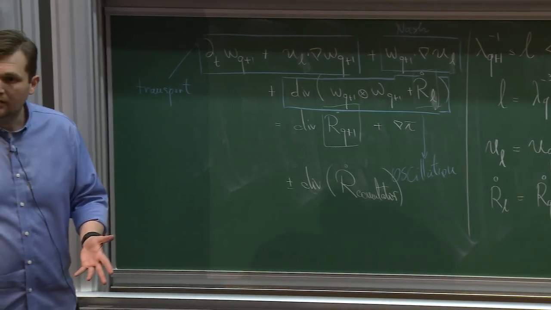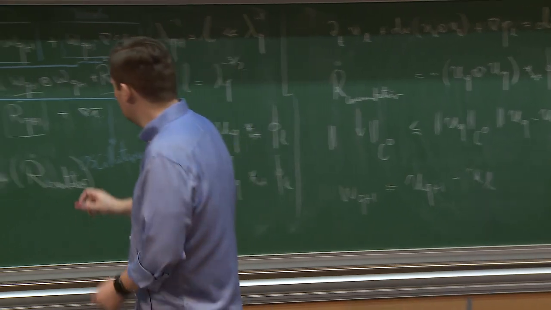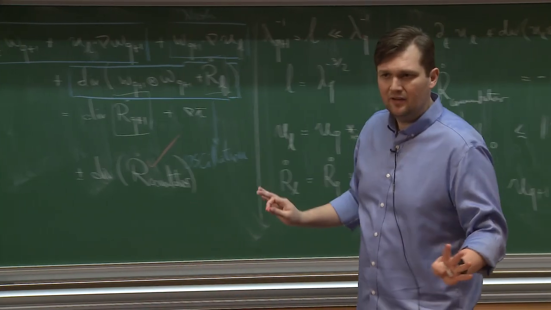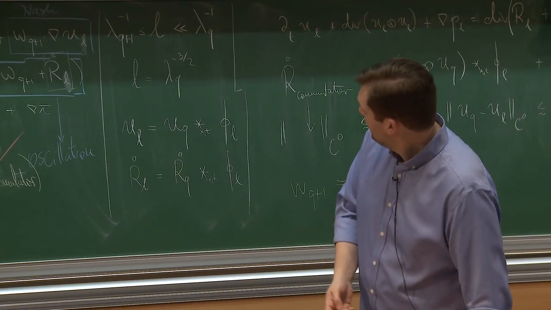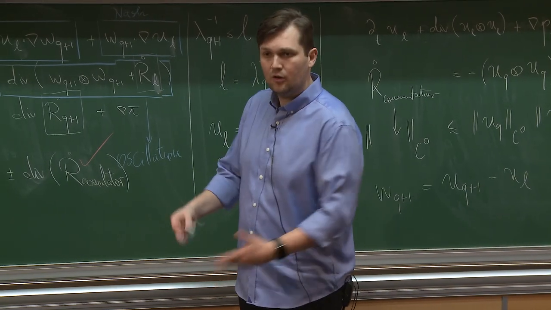That's all that changes. So this commutator stress, we've already bounded it. It's much less than delta q plus 2, so we don't even have to do anything about it. It's done. So our game now is not to correct RQ, but to correct RL.